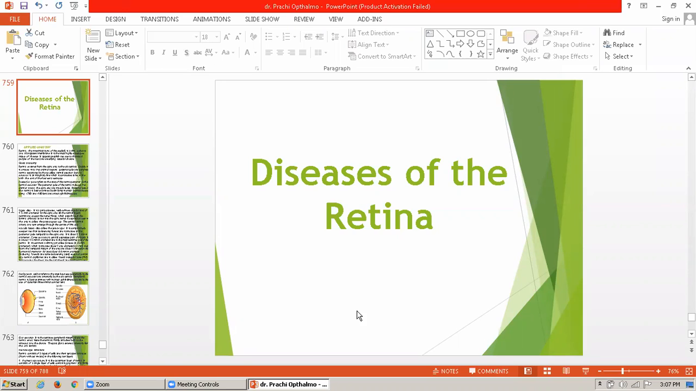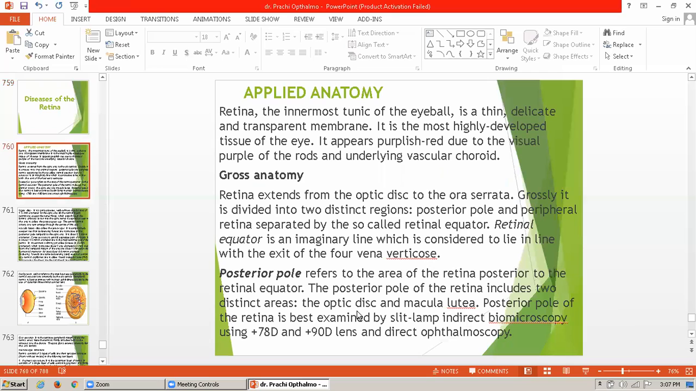Good afternoon, students. Today is the lecture of surgery, that is, ophthalmology. In ophthalmology, we will continue today's lecture with the diseases of the retina. Before we start the diseases of the retina, firstly we will go through the applied anatomy.